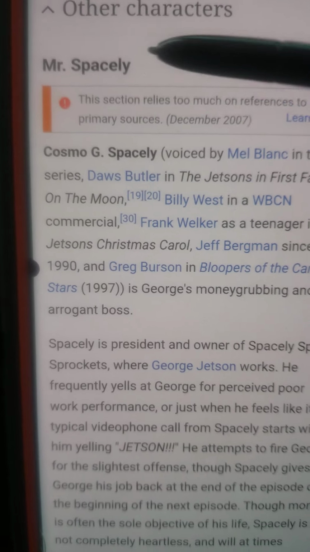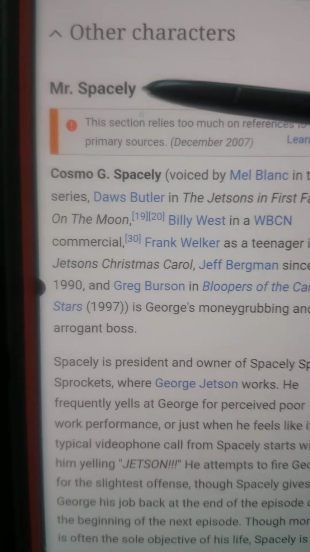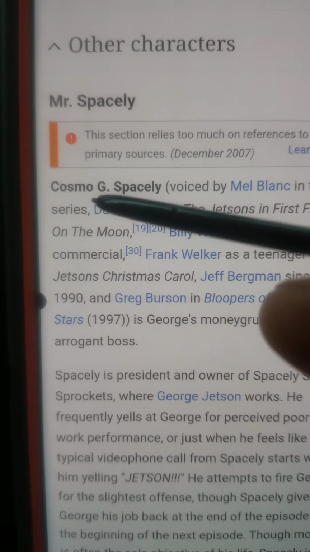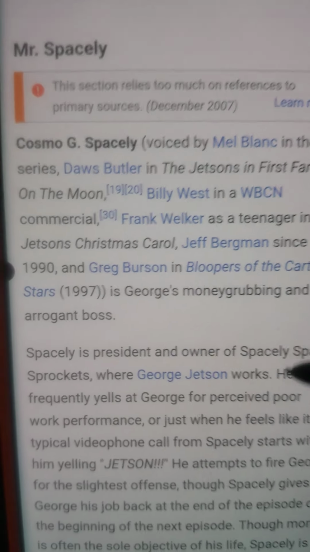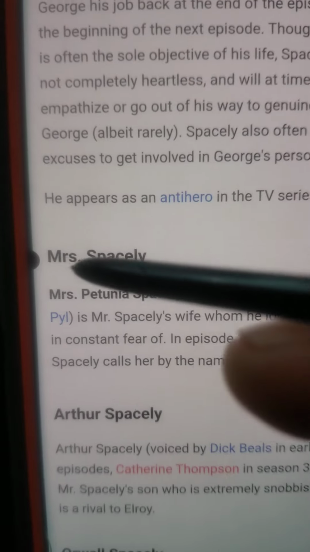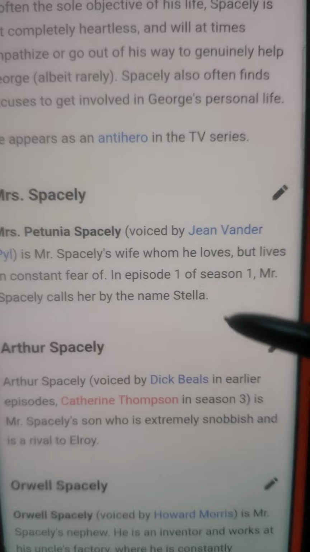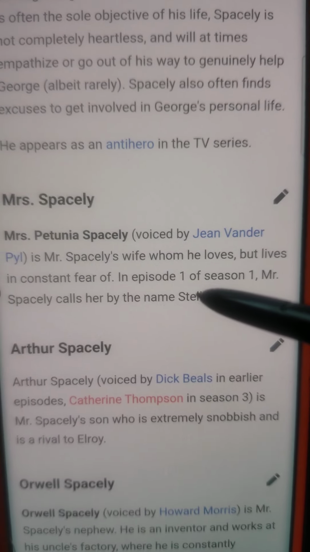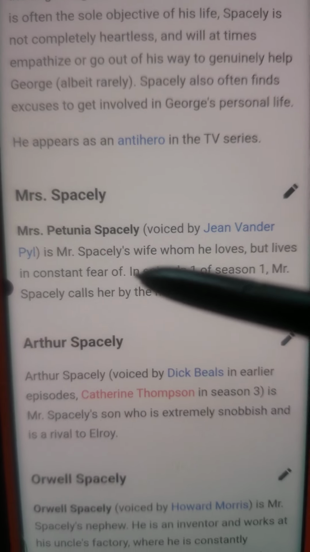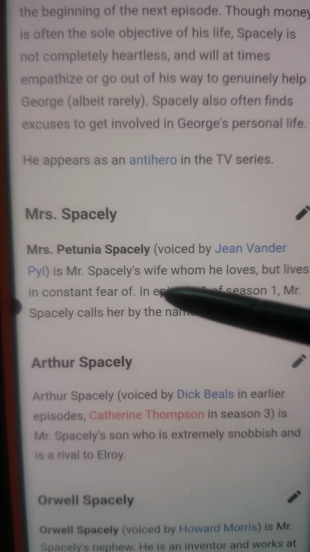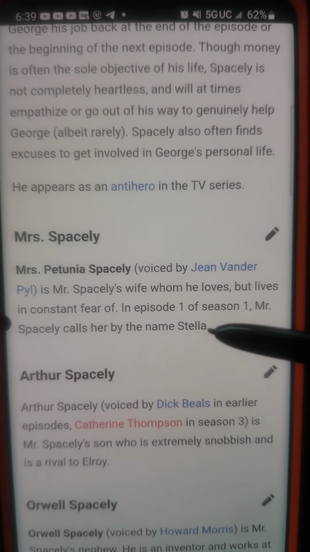Now here you have George, right? George Jetson, his boss, Mr. Spacely. But look at his first name, Cosmo. Cosmo G. Spacely. Okay? And his wife, Mrs. Spacely, Mrs. Petunia. Okay? The first episode, you'll see Mr. Spacely, but the first thing he says is, hey, lovely Stella, or good morning, my lovely Stella. But his wife's name is Stella.